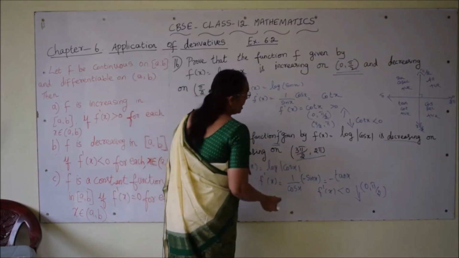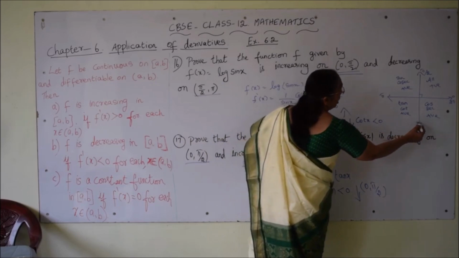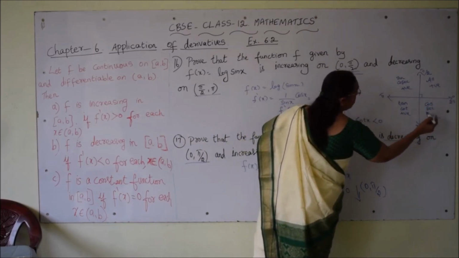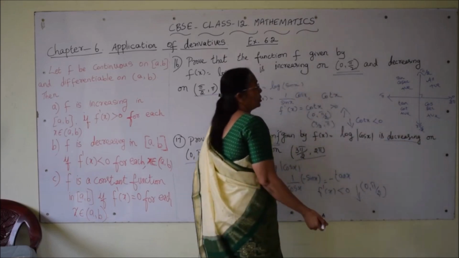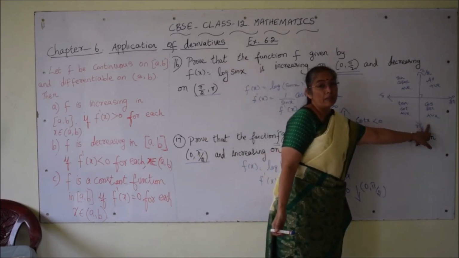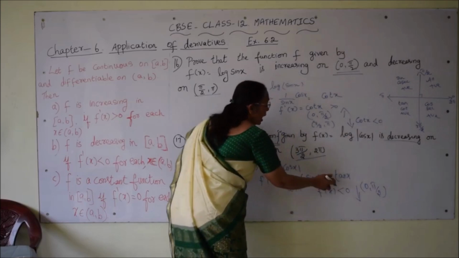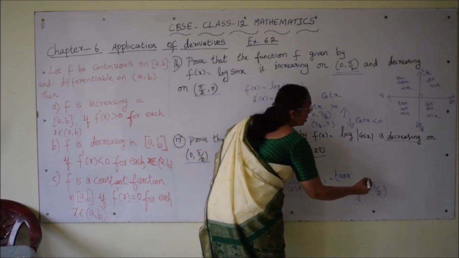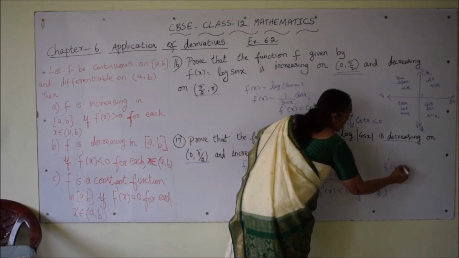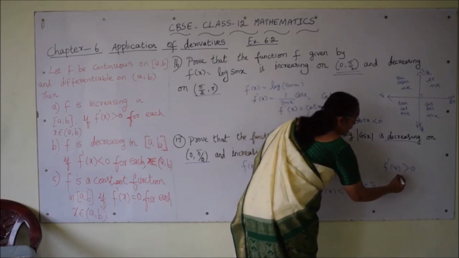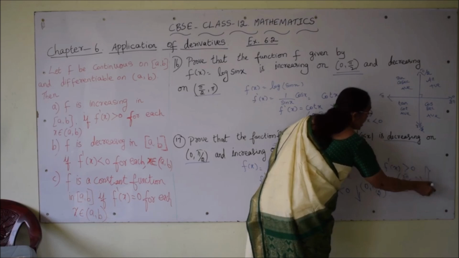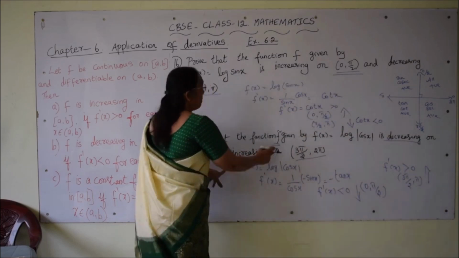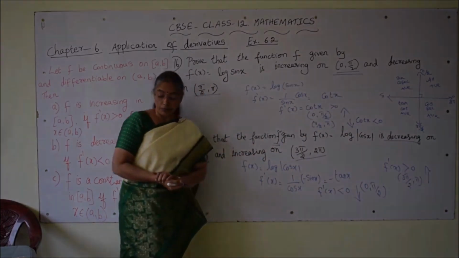Now, coming to the second interval 3 pi by 2 comma 2 pi. In this interval cos and secant are positive, and tan is negative. Again we have one more negative sign here. So, overall f dash of x is greater than 0 in the interval 3 pi by 2 comma 2 pi. Therefore, it is increasing in the interval 3 pi by 2 comma 2 pi.